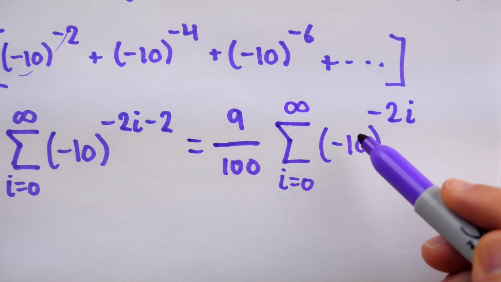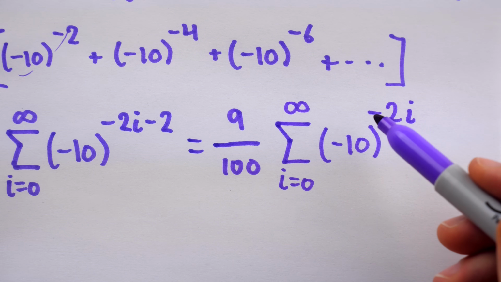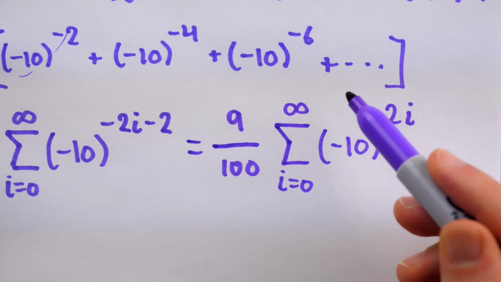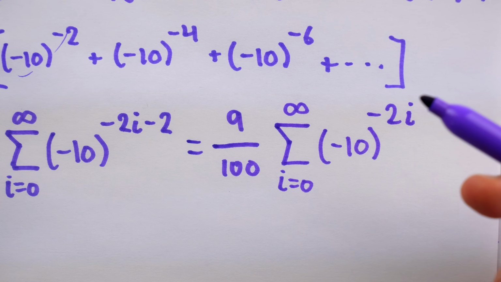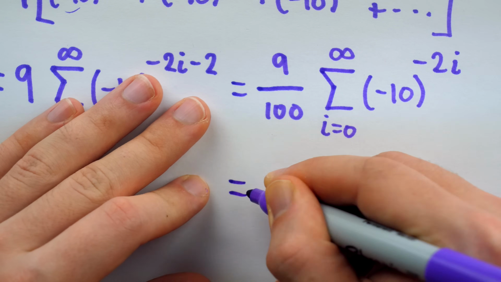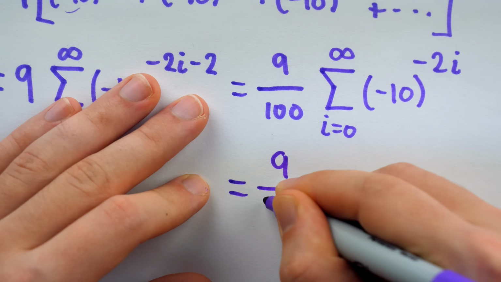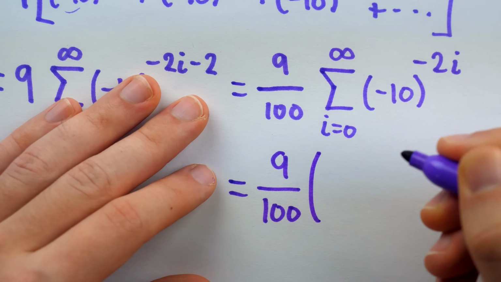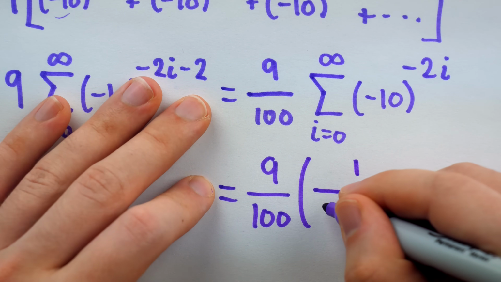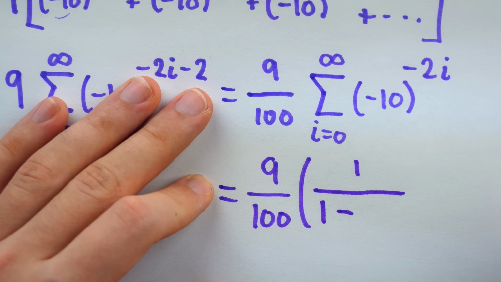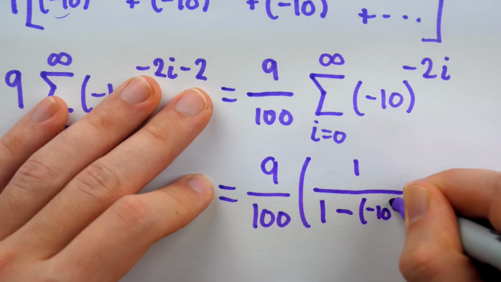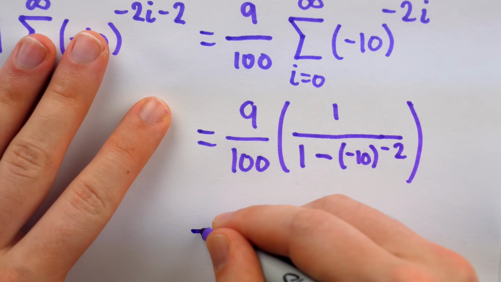Because the common ratio is negative 10 to the negative 2, which is a number between negative 1 and 1, we can evaluate this infinite sum using this formula, which either you recall or you'll just have to take my word for. Remembering to keep that 9 over 100 outside of the sum, the formula tells us that this geometric series is equal to 1 divided by 1 minus the common ratio, that common ratio being negative 10 to the negative 2. We can then just multiply these fractions.